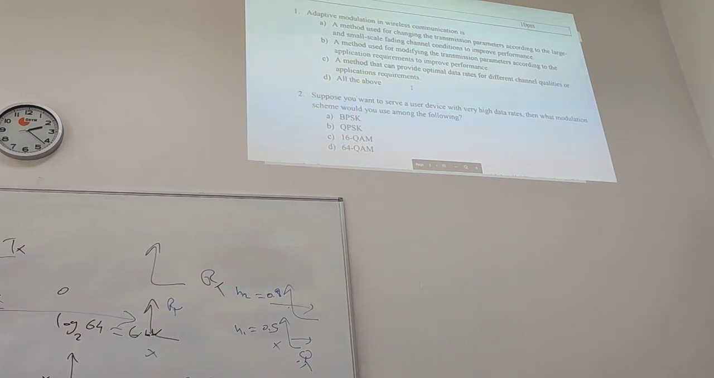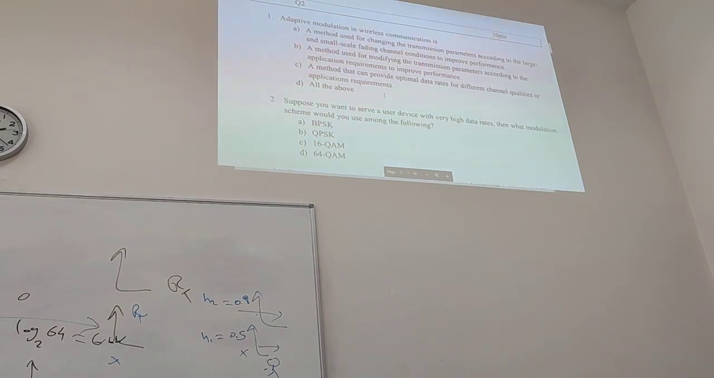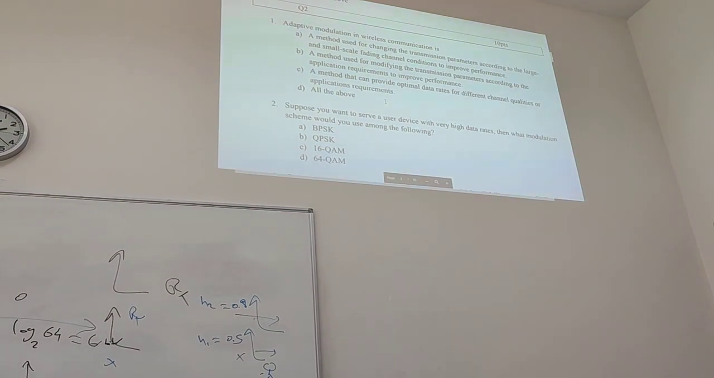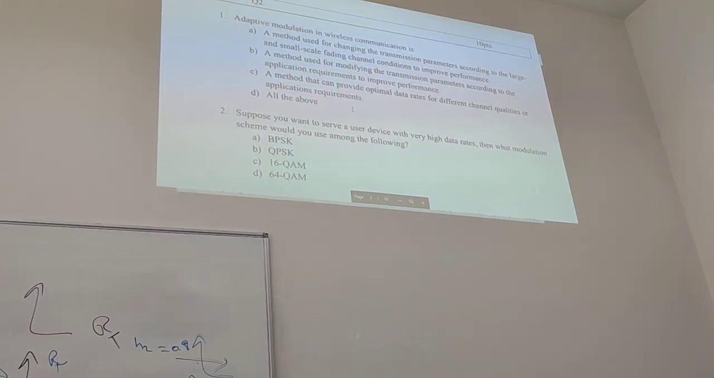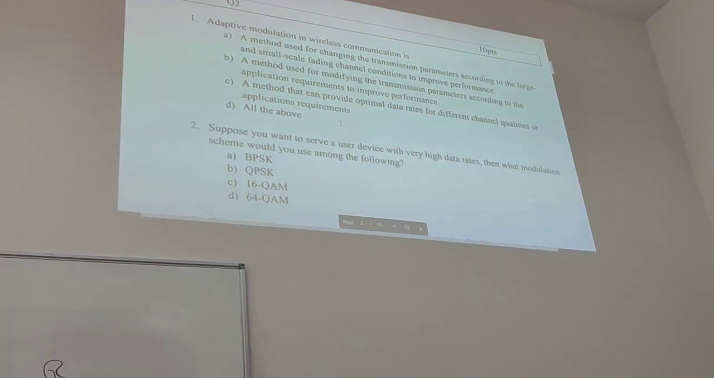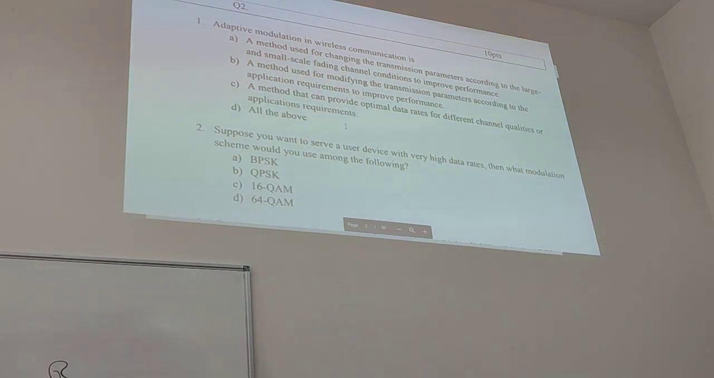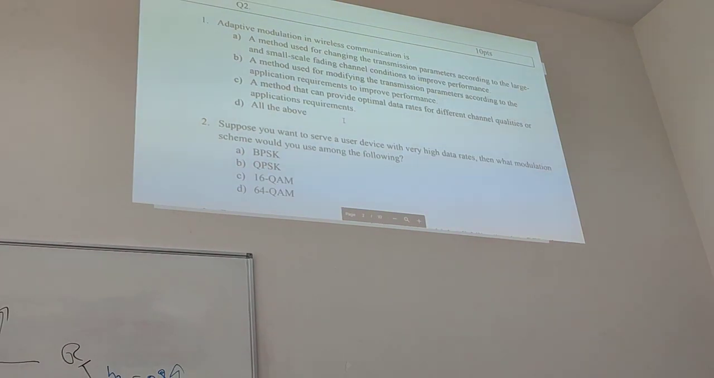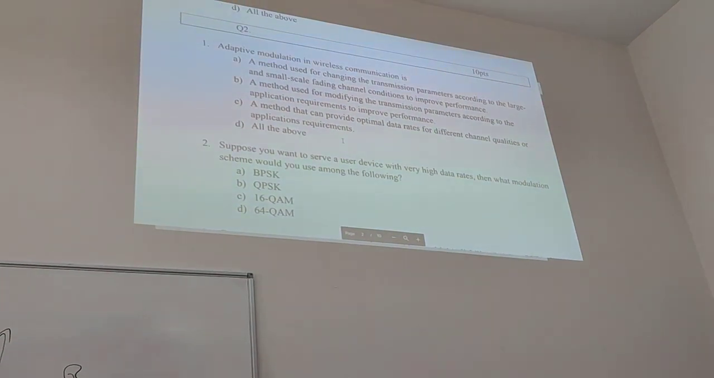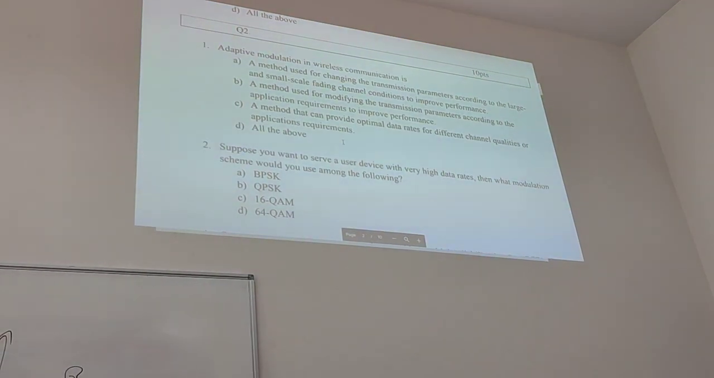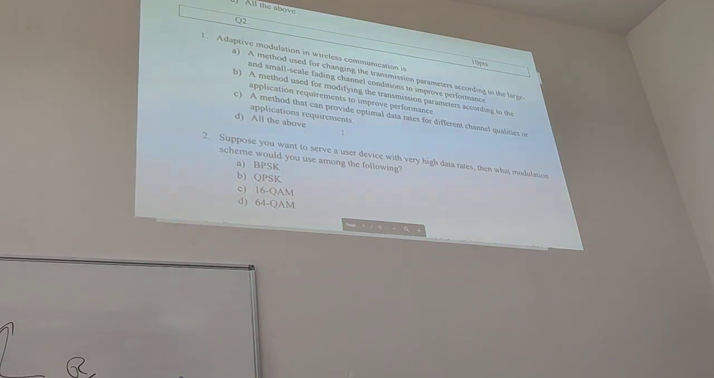But for the case of BPSK, you are sending only 1 bit per symbol. QPSK, 2 bits per symbol. 16 QAM, 4 bits per symbol. But this is giving you 6 bits per symbol. Imagine you have 1,000 symbols multiplied by 6; that is not going to be the same as 1,000 multiplied by 4. So this provides the highest data rate.